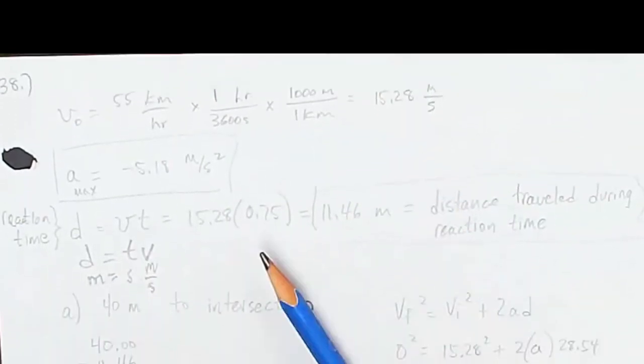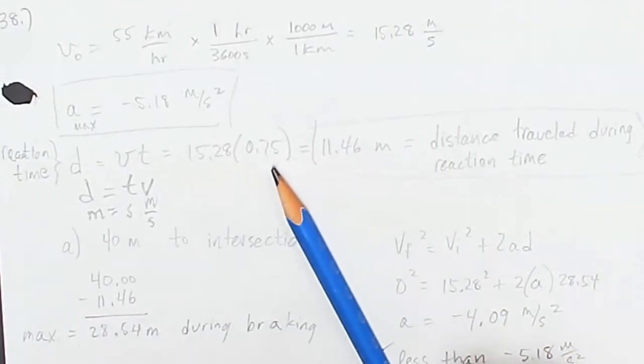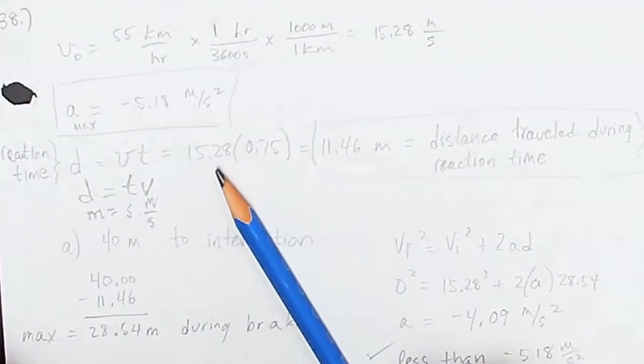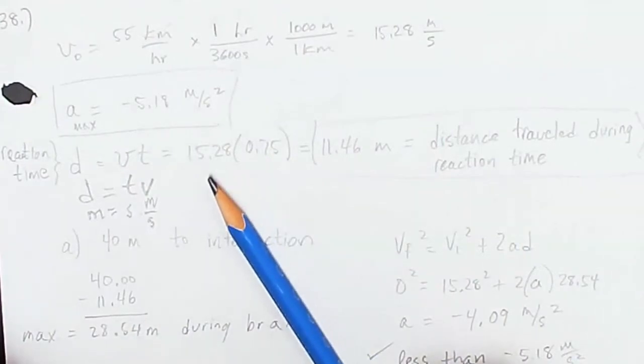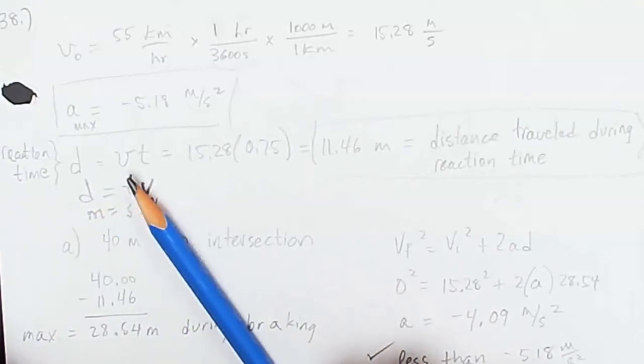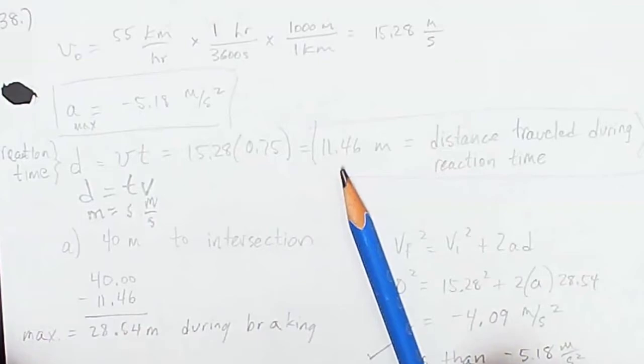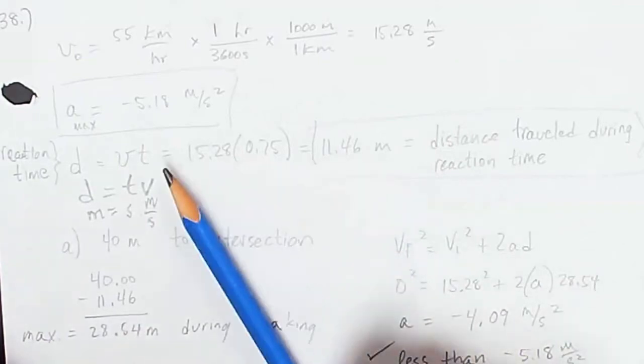Okay, it tells me in the problem that my reaction time, the time it takes to put on the brakes from when I see the light turn yellow, is 0.75 seconds. So of course, while my foot is moving from the gas pedal to the brake, the car is still moving along at the same speed of 15.28 meters per second. So the distance traveled during that time is the velocity times the time, for a distance of 11.46 meters.